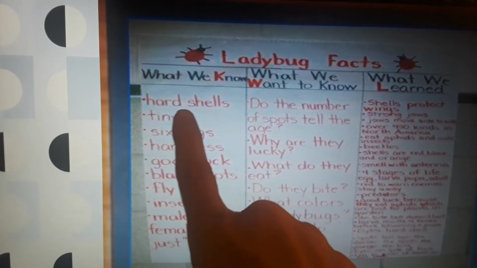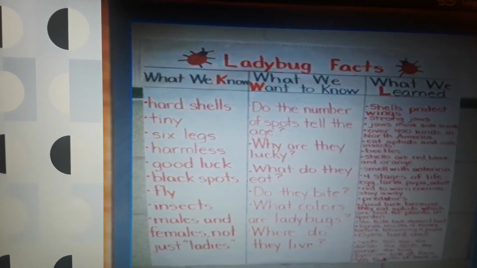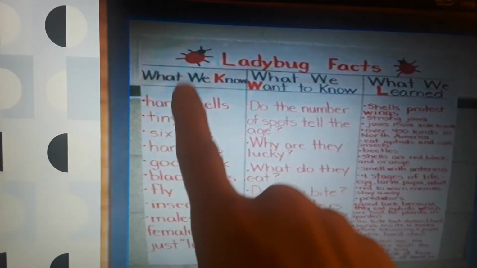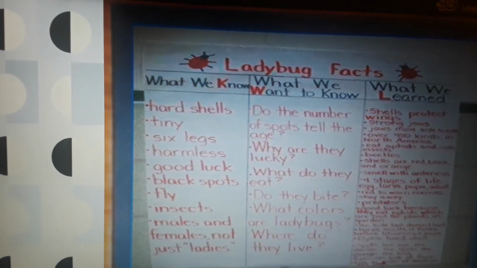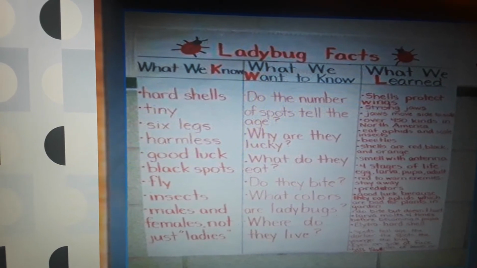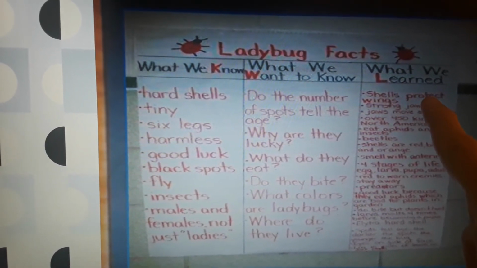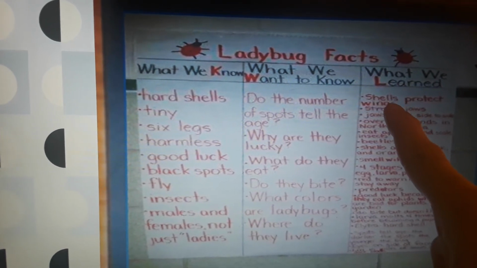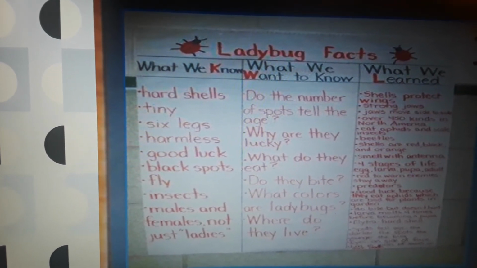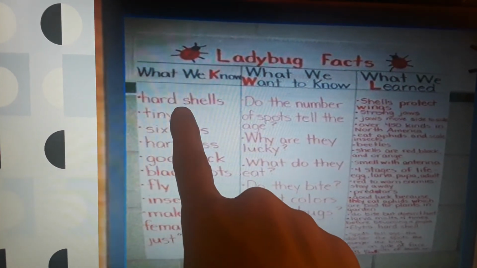If I look back in my K column, I knew they had hard shells, but that was before I read about ladybugs. After I read about ladybugs, I learned their shells protect their wings. Now I know why they have hard shells.